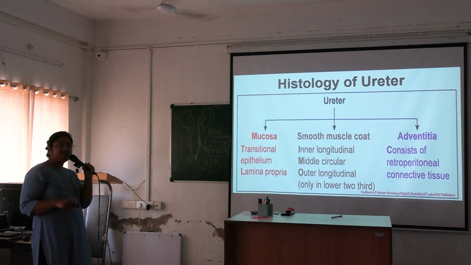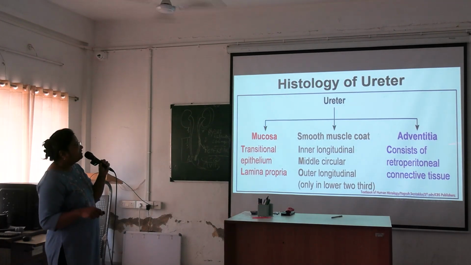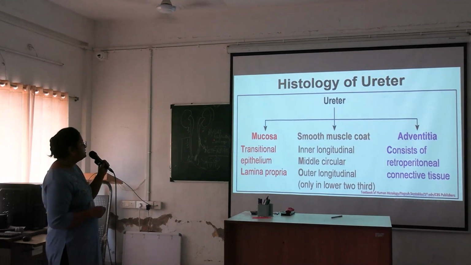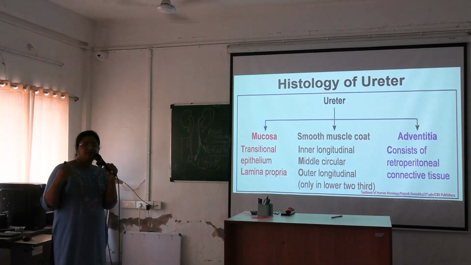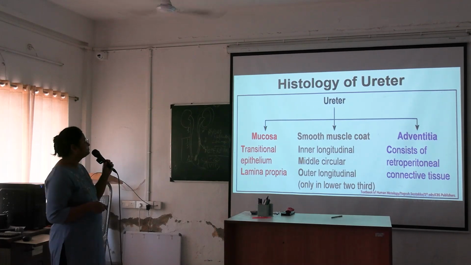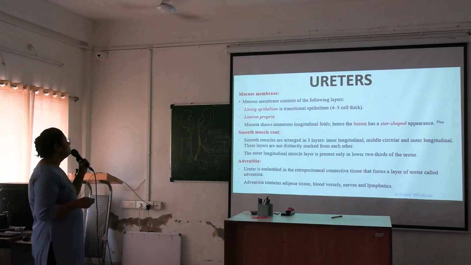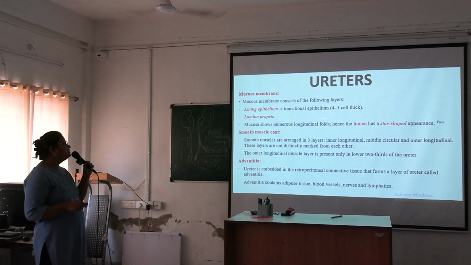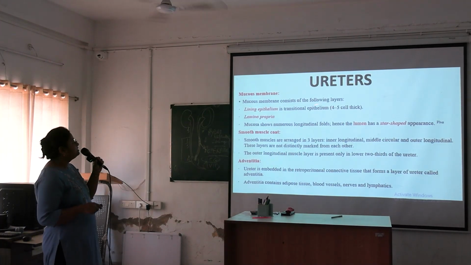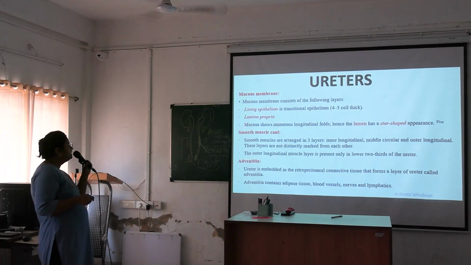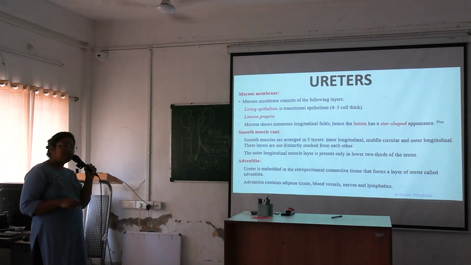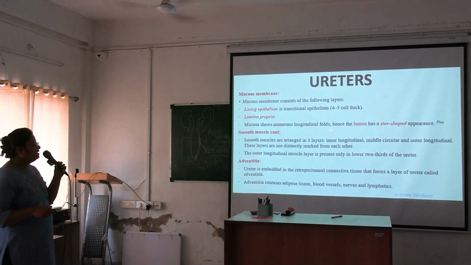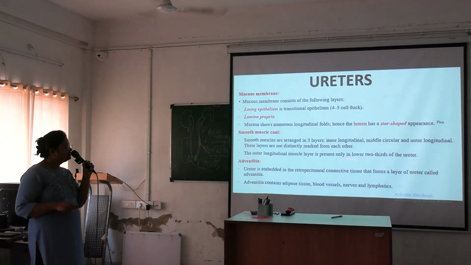Next is adventitia, the outermost covering. It consists of retroperitoneal connective tissue. So these are the three layers you have to see in the section of ureter. The ureter mucous membrane consists of the following layers. First, the lining epithelium is a transitional epithelium which is about 4 to 5 cell layers thick. There is lamina propria, which is a connective tissue layer, and the mucosa shows numerous longitudinal folds. Hence the lumen has a star-shaped appearance.